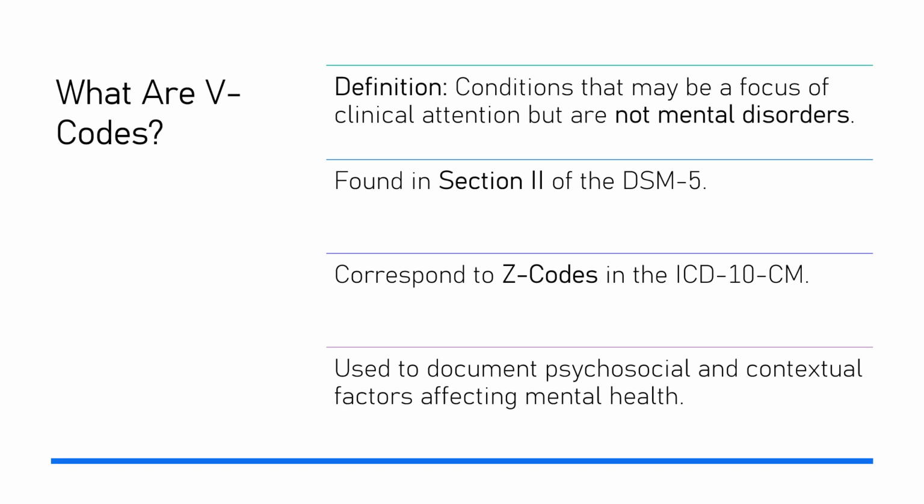So the definition of a V code is conditions that may be a focus of clinical attention but are not mental disorders. So things like finances, issues in relationships, issues with family, issues with reading, or issues with child-to-parent relationships. All those things are V codes to help create that clinical picture, to help the reader see what additional circumstances lead into the disorder. They're found in section 2 of the DSM-5. They correspond to Z codes in the ICD-10-CM, and they're used to document psychosocial and contextual factors affecting mental health.